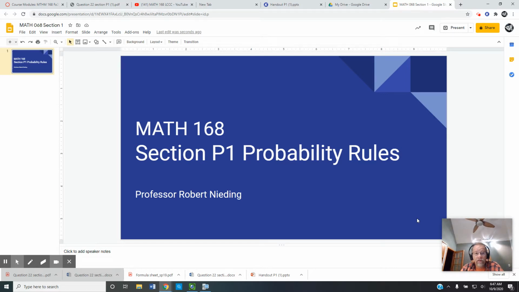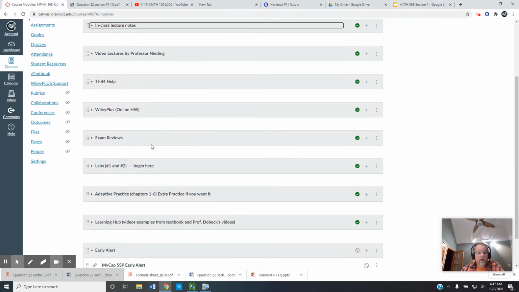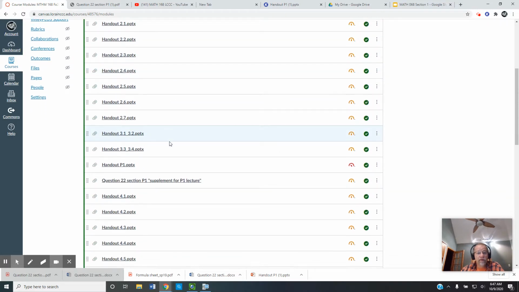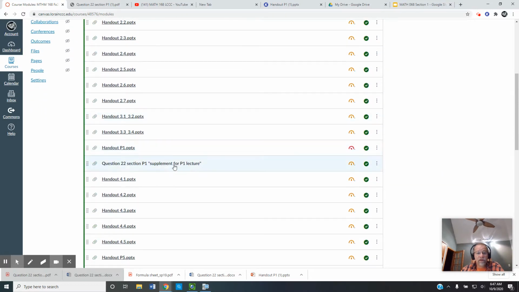In addition to having the Probability P1 section handout from your PPTX, from your file, you're also going to want to have the addendum question 2 P1. And you can find that directly in your course underneath your in-class lecture notes. If you scroll down and find P1 PPTX, you'll also find question 2 sitting right next to it. Have both of those available. This is an expanded version that goes into here.